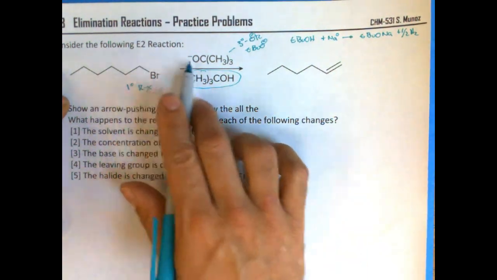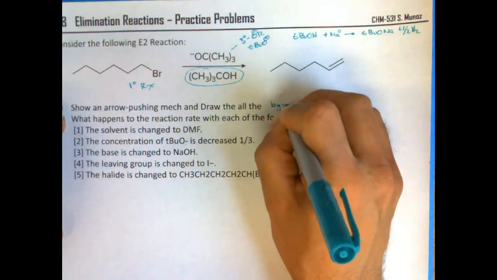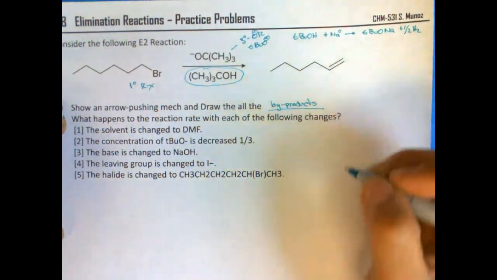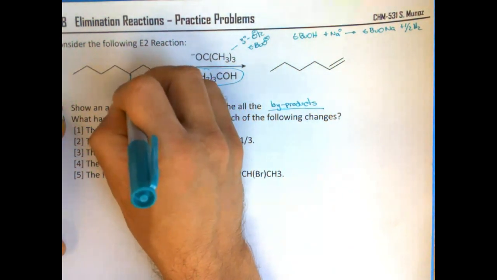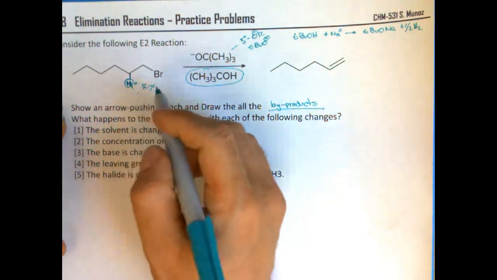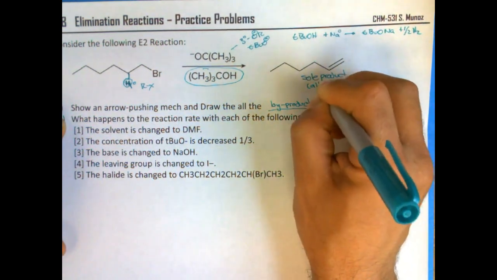So, okay, we were talking about an E2 reaction, and it's asking us to show an arrow pushing mechanism and draw all the byproducts. And by byproducts, of course, let's see whether we can get an organic byproduct, and I think we're going to be able to recognize that there's only one beta hydrogen able to be removed, and so it gives us one as the sole organic product. This is only one alkene.